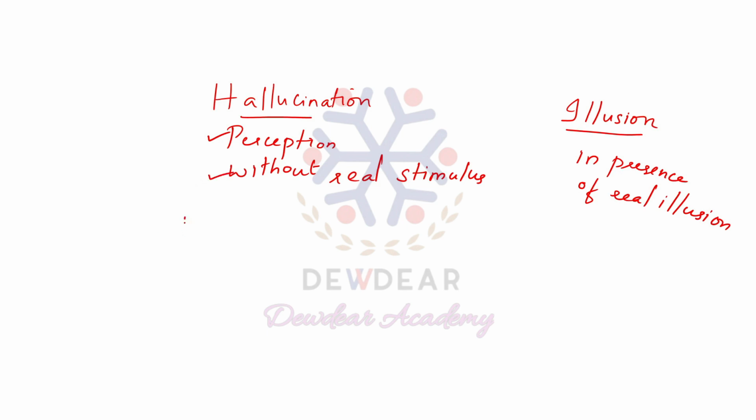The first type of hallucination is visual hallucination. Visual hallucination means the person sees a person or object that is not present. There is no real person, but the patient perceives the presence of a person or a stimulus. It is related to sight, and it is mainly found in acute brain syndrome like delirium.